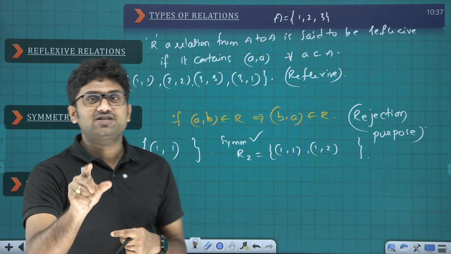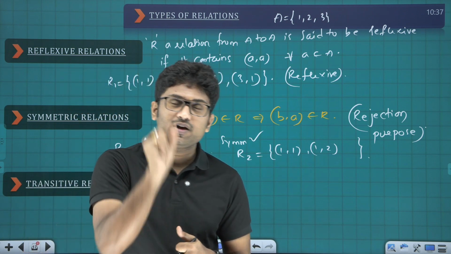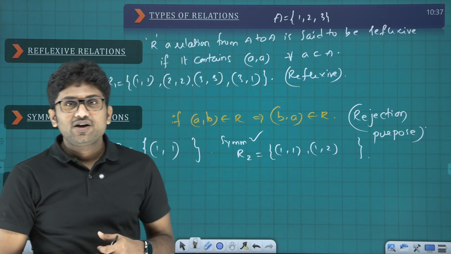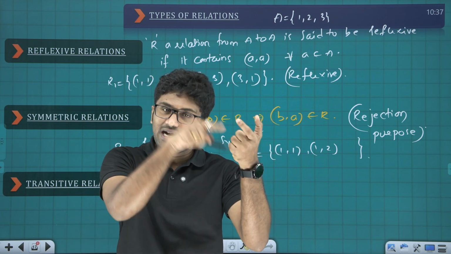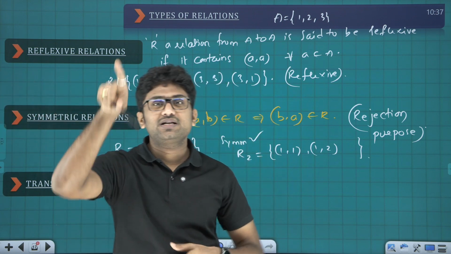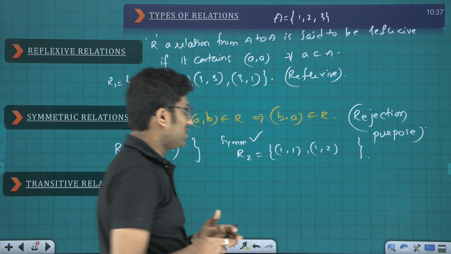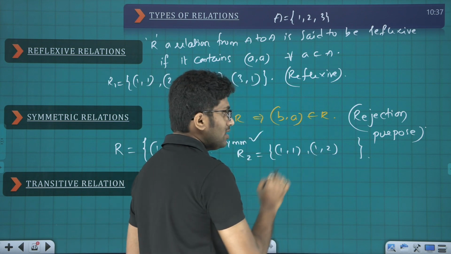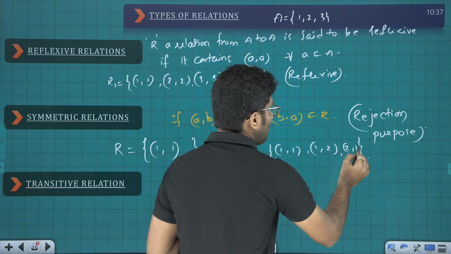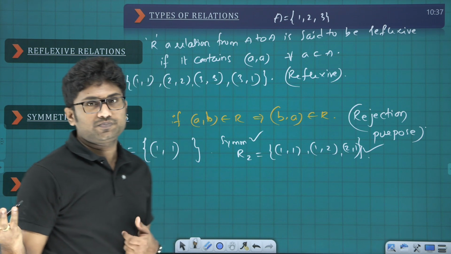So we say a relation is anti-symmetric only in one case. What is that case? When you found A comma B, but in that case you can't find B comma A, then such a relation is called anti-symmetric. So this is anti-symmetric. To make it symmetric, we just add 2 comma 1. Hence it will be symmetric now.